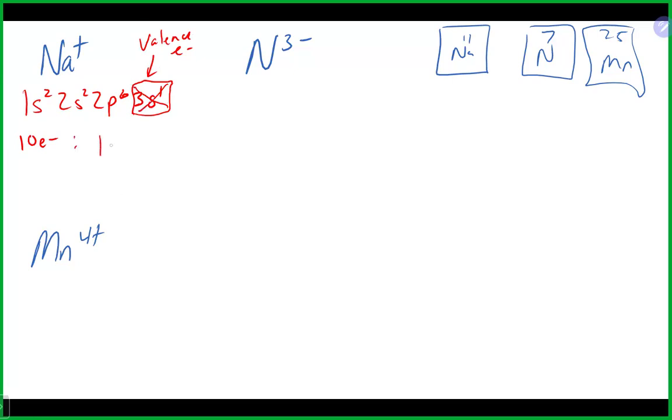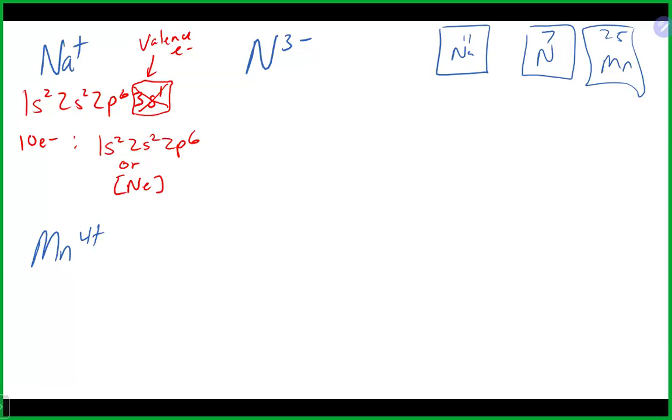That's going to leave us, obviously, our 1s2, 2s2, 2p6, which is obviously neon's configuration. Again, because sodium is a representative element, it will back up to a noble gas and end up at the noble gas that comes right before, which in this case is neon. Any questions on that one there?